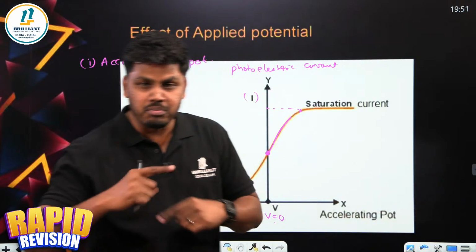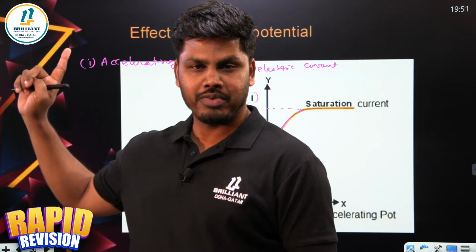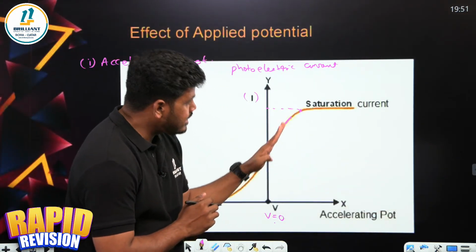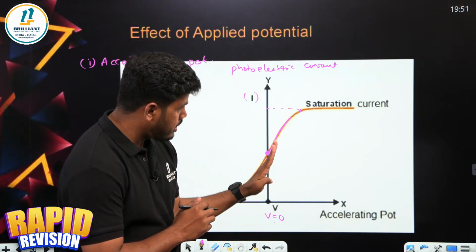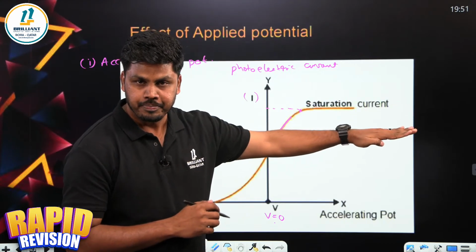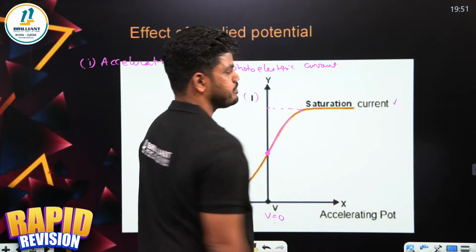If you want to emit more and more electrons, what should we do? We have to increase the intensity. That is what we have seen, right? Okay, so accelerating potential will help you to increase the photoelectric current up to a saturation current, up to a maximum value. Yes, and this current is called the saturation current.